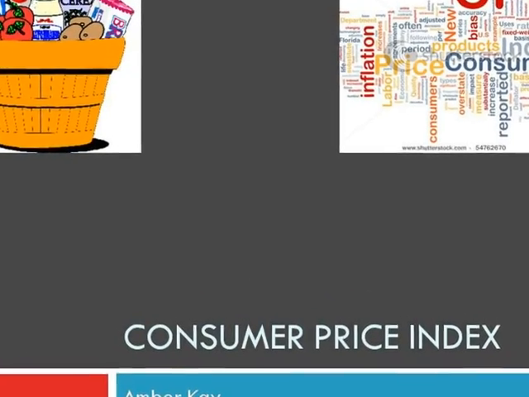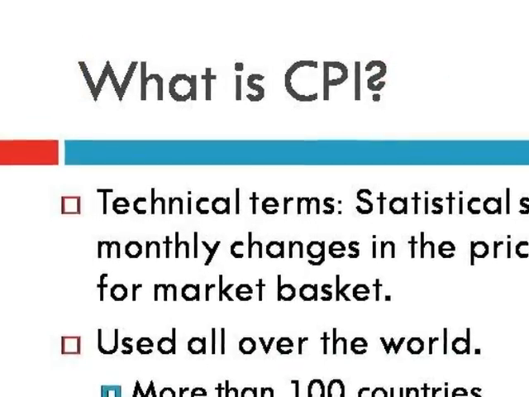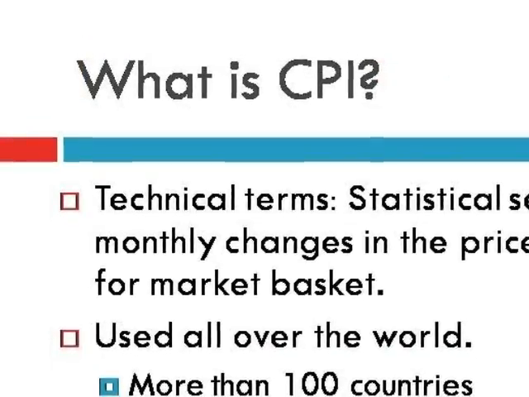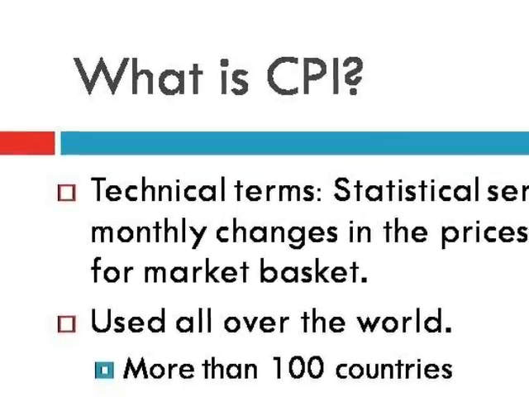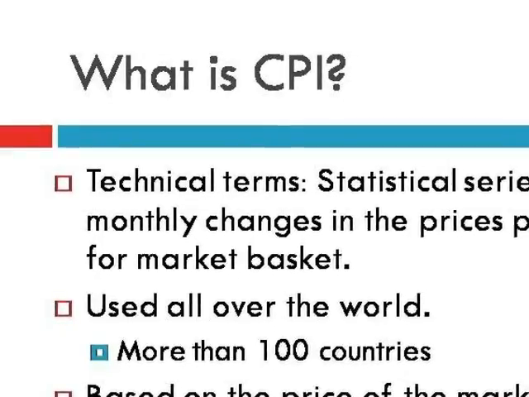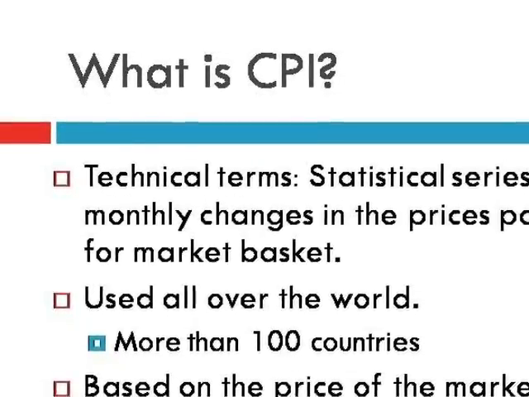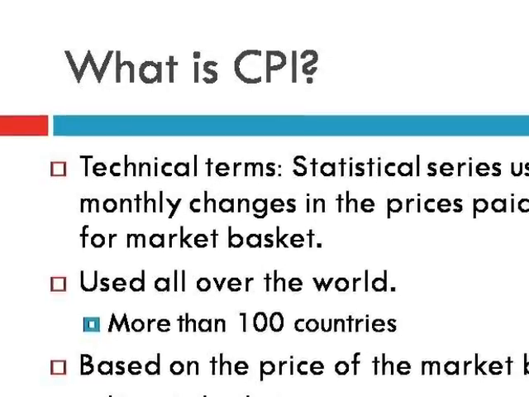Consumer Price Index. By definition, the Consumer Price Index is a statistical series used to track monthly changes in the prices paid by the consumer for the market basket. The CPI is used all over the world in over 100 countries. It is based on the price of the market basket.